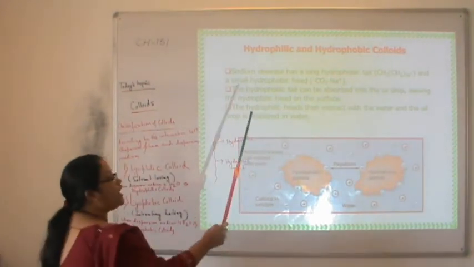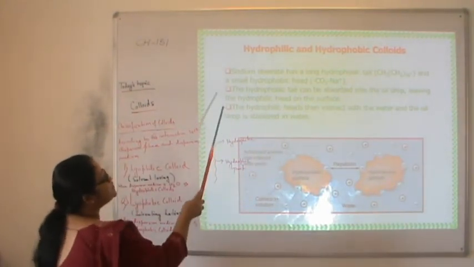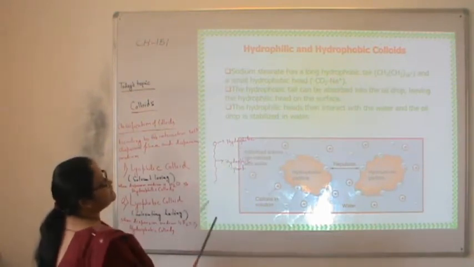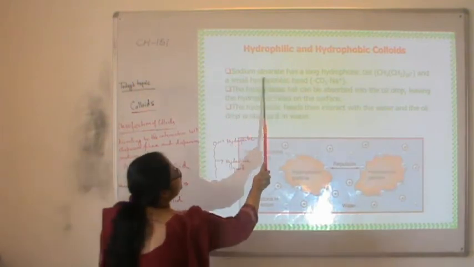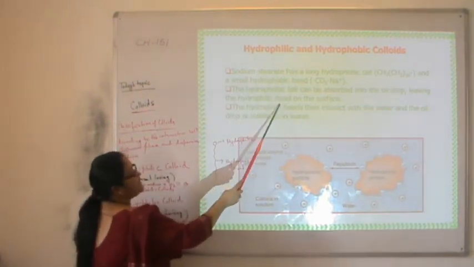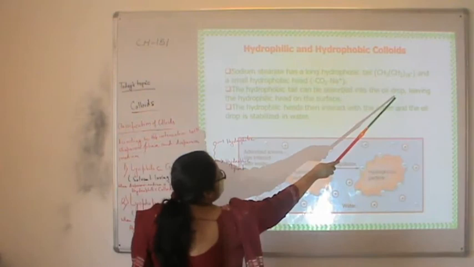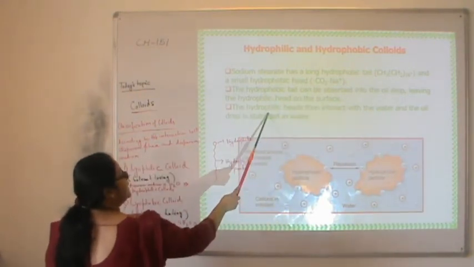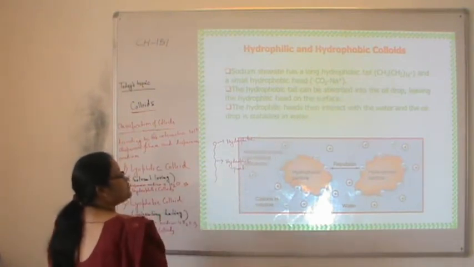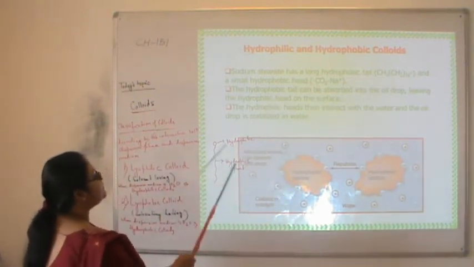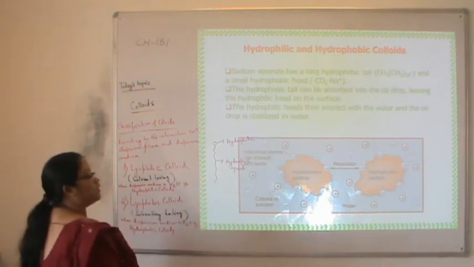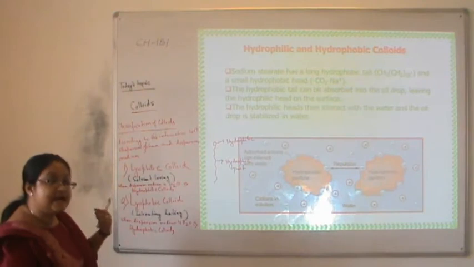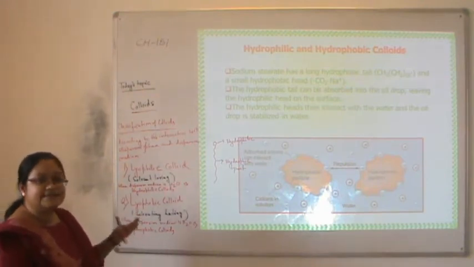Sodium stearate has a long hydrophobic chain and a small hydrophilic head. The hydrophobic chain can be absorbed into the oil drop, leaving the hydrophilic head on the surface. They have the hydrophilic heads, they interact with the water and the oil drop is stabilized in water. In this way, the oil and fats in our body are gradually digested.